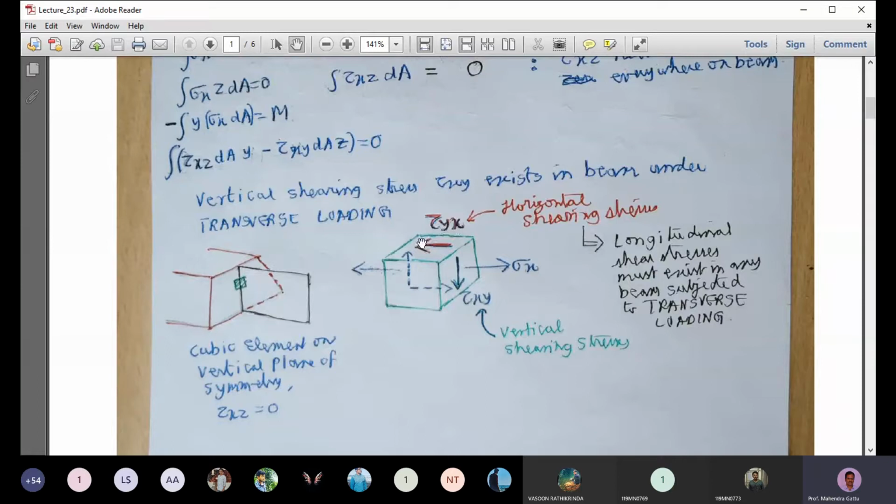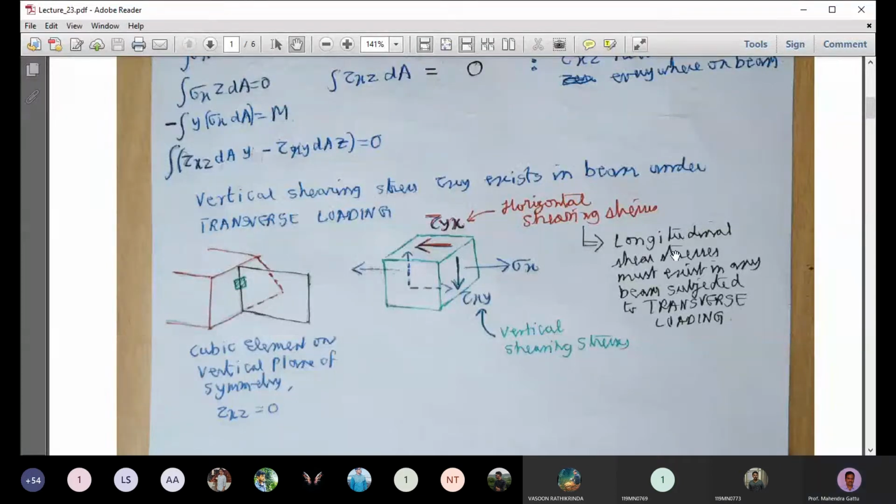So y represents the area normal, the normal to the area is along the y-axis, and x represents the direction. So we are having it in the negative direction. So it's tau yx, and this is the horizontal shearing stress. Whenever there is a vertical shearing stress acting on this transverse vertical plane, there is a corresponding horizontal shear stress developed, which will balance this vertical shearing stress.